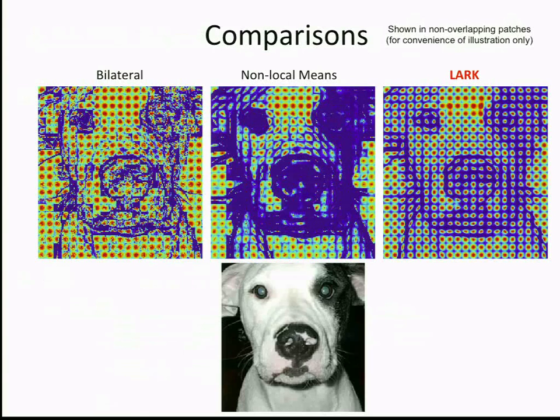Generally speaking, we compute these kernels densely. So we compute them everywhere. For every pixel, we compute a kernel. Here, just for illustration purposes, I've computed these kernels to show you the similarity between the center pixel of a patch and the pixels nearby it. So in other words, I've shown you what these kernels look like in non-overlapping patches. So you can see the bilateral tends to get a little bit messy around places where there's a lot of detail. Non-local means has a lot of smoothing, basically, compared to the bilateral kernel. And LARK sort of somehow sits in between.